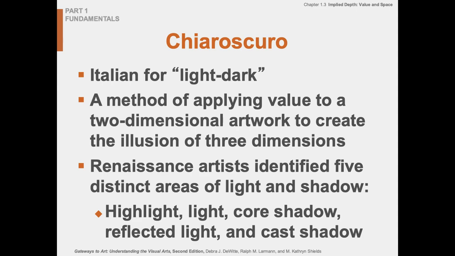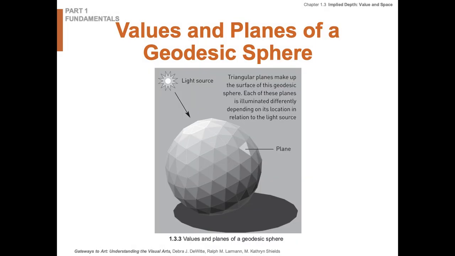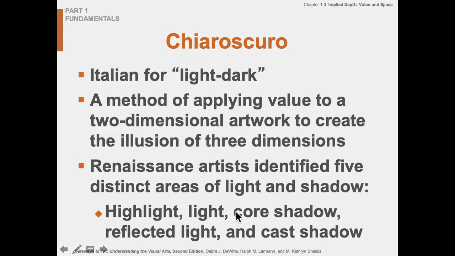So we're trying to make a two-dimensional artwork, a painting, mostly, drawings as well. And you have that highlight, you have the light, you have the core shadow, reflected light, and the cast shadow. Okay, so I'm going to go back one more time. This is the cast shadow, then you have the core shadow, then you have the highlight, and then you have that reflected light right there. Okay.